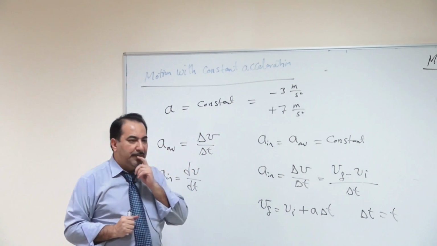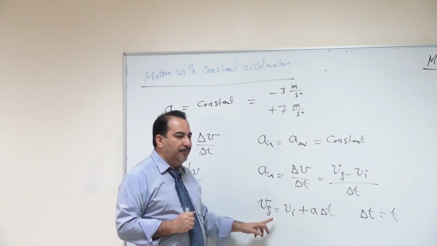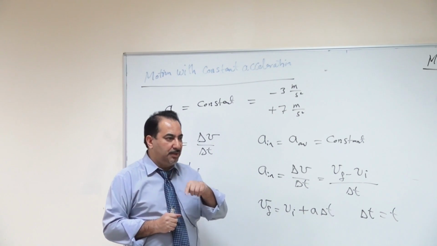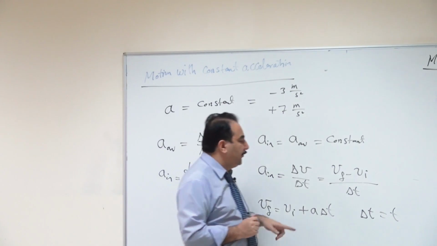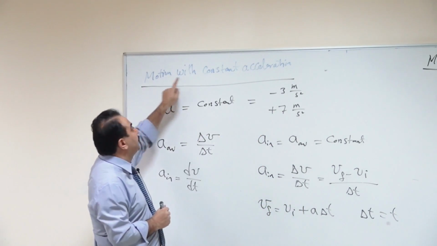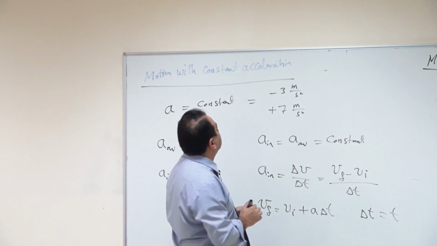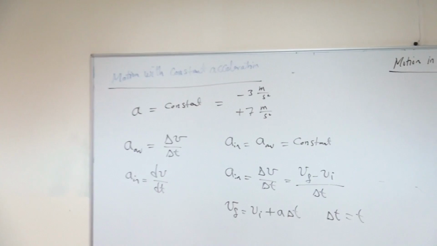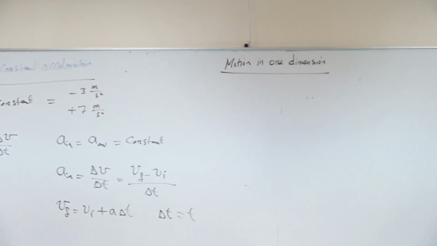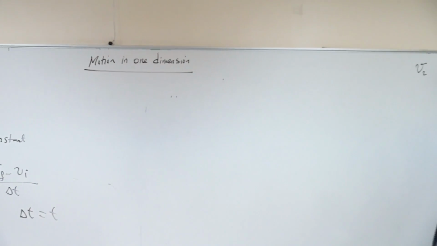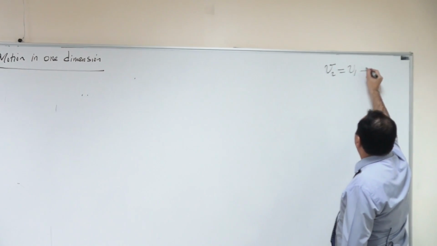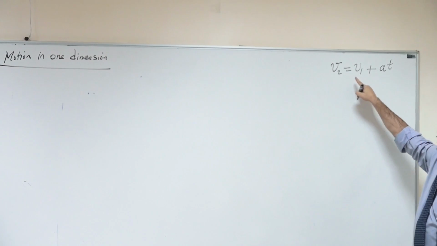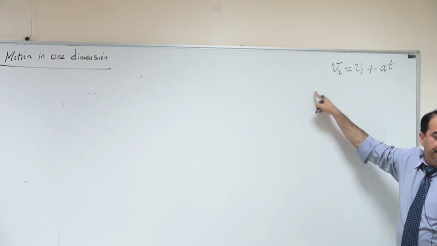And what else do I do here? Instead of saying initial and final, I use numbers. I say 1 and 2. 1 means initial, 2 means final. So the first equation for motion with constant acceleration is this. I write it there: final velocity, V2, equals initial velocity plus acceleration multiplied by the time difference between the initial and final points.